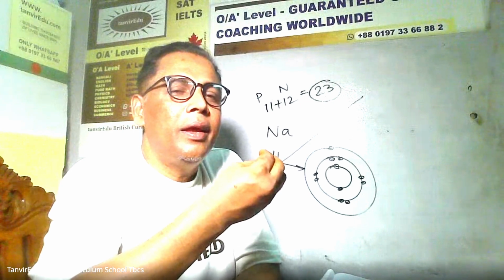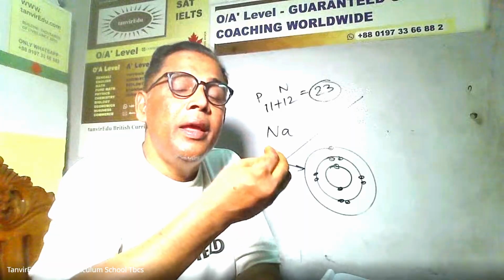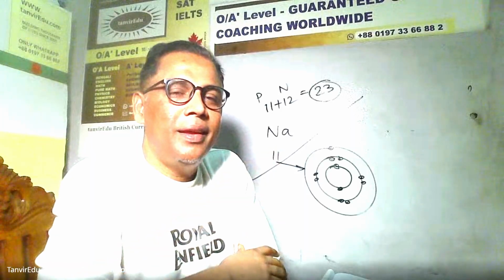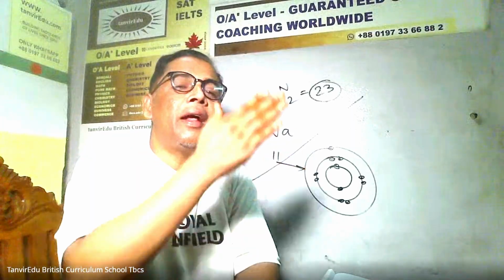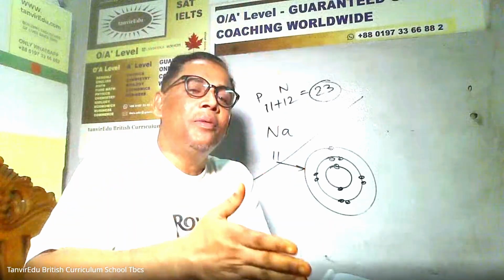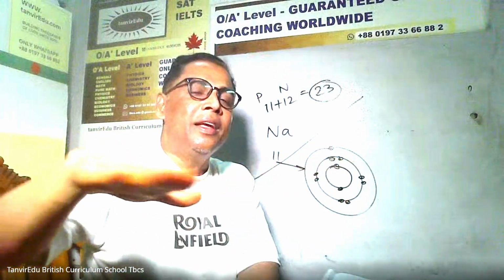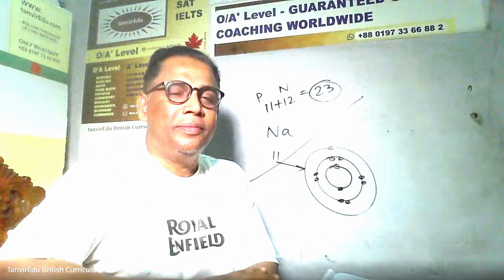How the periodic table is organized and categorized. In the periodic table, there are vertical lines, which are called groups, and there are horizontal lines, which are called periods.